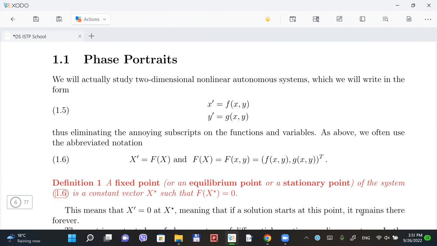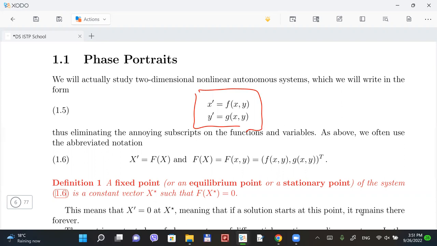So actually, we study, as I said, mostly two-dimensional nonlinear systems of this form. We cannot solve them, so what we want to do is describe the properties of the solutions only from the functions f and g. And you will see how we will actually do that. Again, we use this notation: X is a vector and F is what we call the vector field. Of course, the fixed point of the system, or equilibrium point or stationary point, is a constant vector which solves the right-hand side of the differential equation.